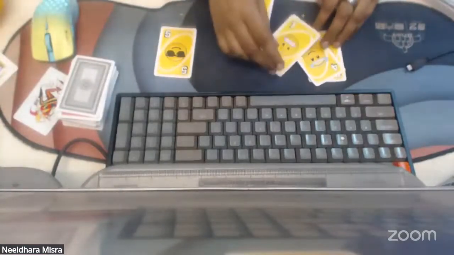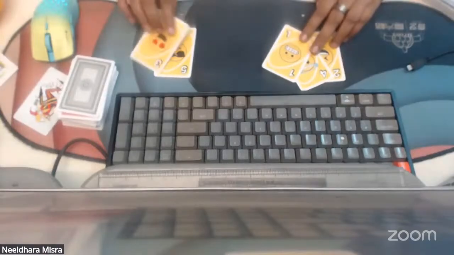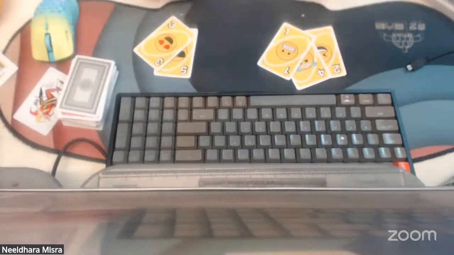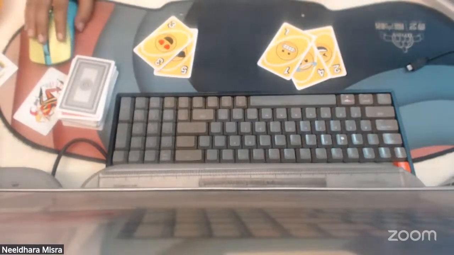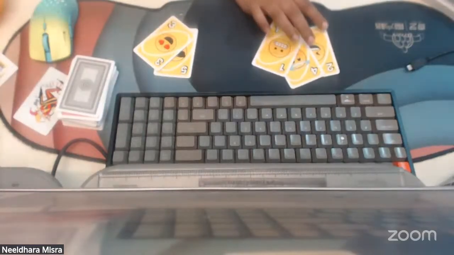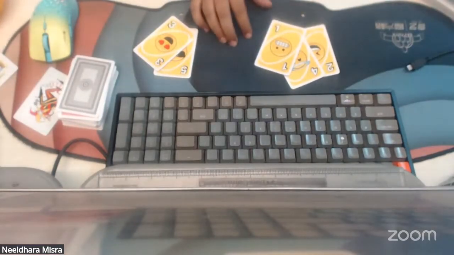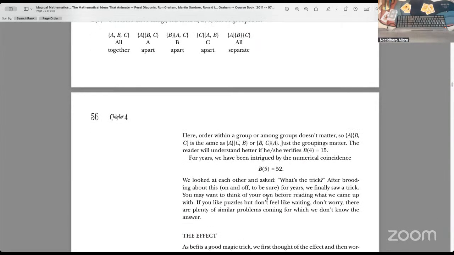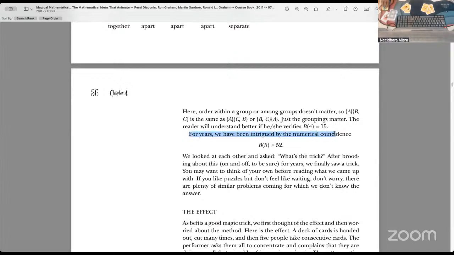Just like we saw with 3, 2 plus 1 shows up 3 times because there are 3 ways of isolating one card from the rest. So it turns out that the Bell number of order 5 is exactly 52. And there's a very amusing quip in the book. The way they put it is, for years we have been intrigued by the numerical coincidence that B5 is 52, and we want to know what's the trick.